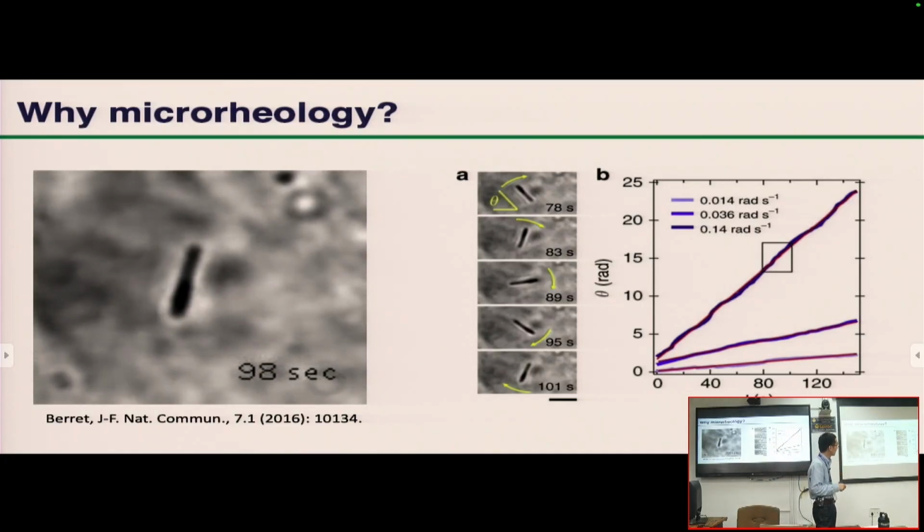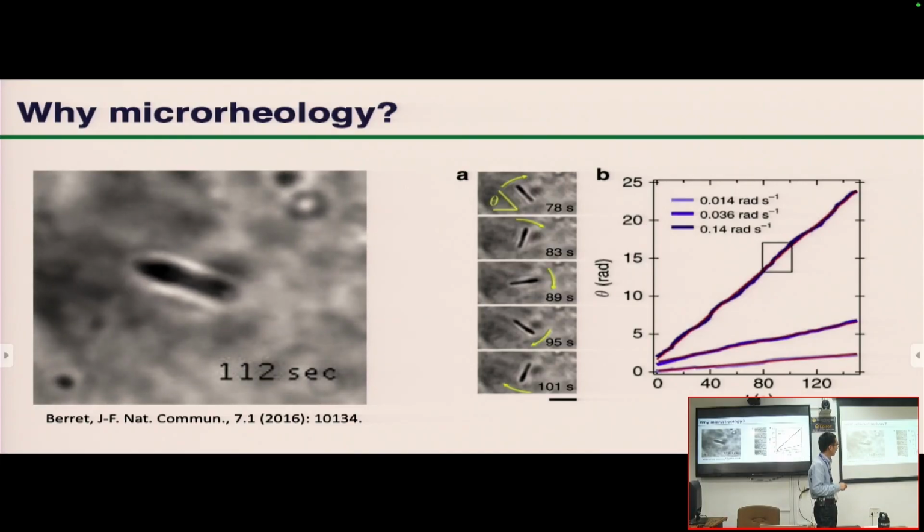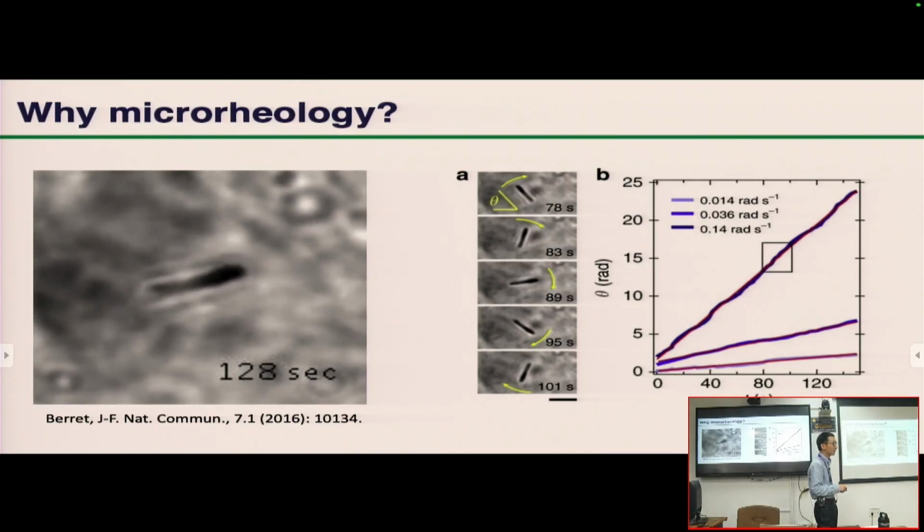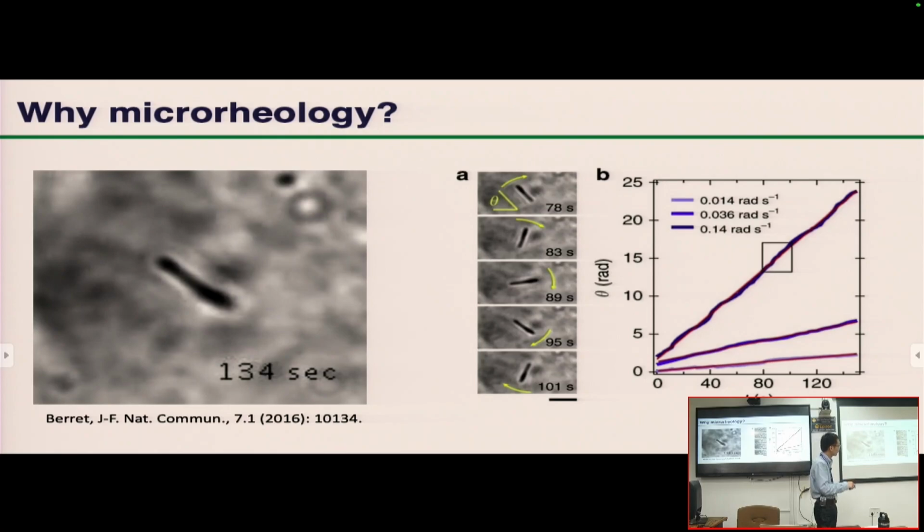So that's what's being shown here on the right, the angle theta as a function of time. You get different kinds of curves depending on how you're doing the experiment. And from that, you can infer the rheological response you're getting, for example, characterize the viscoelastic behavior at the local microenvironment.